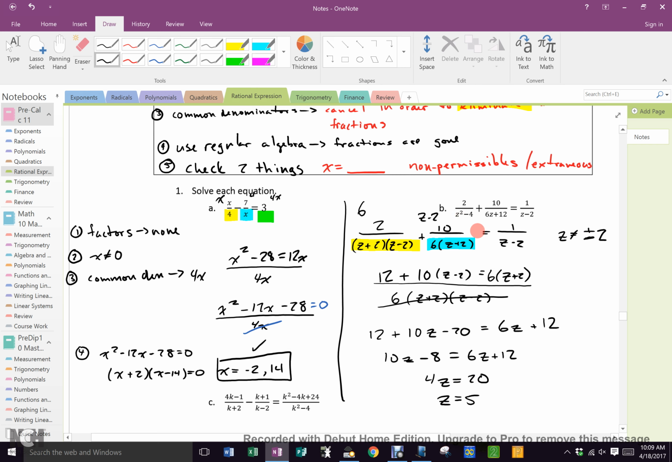What's 5 squared? 25 minus 4, 21. Ew, I don't want to check that, do I? But can I check it here without the fractions? Yes. 12 plus 50 is 62 minus 20 is 42, yeah? 6 times 5 is 30. 30 plus 12 is 42. Does 42 equal 42? So we did it right. Is everybody good?